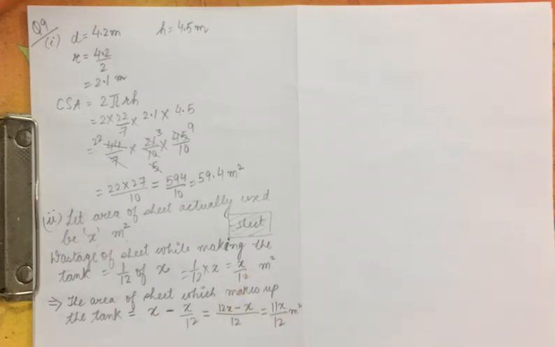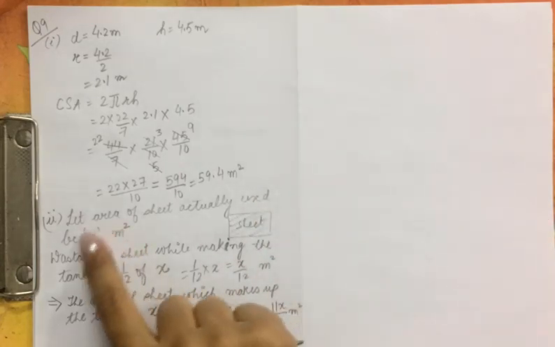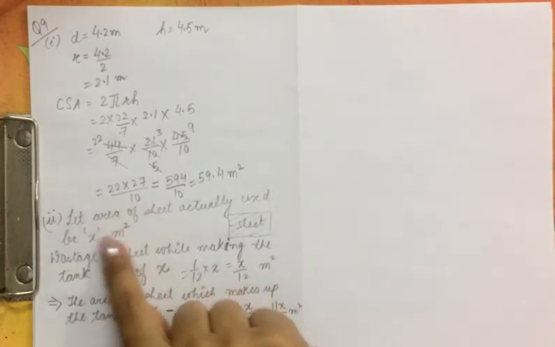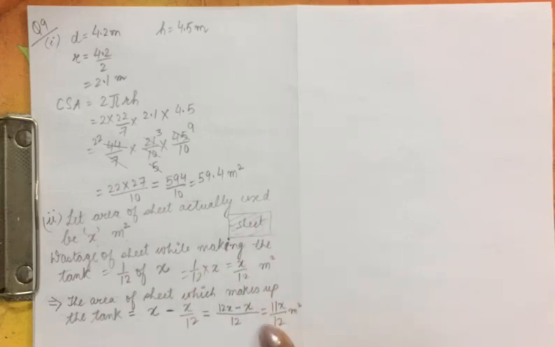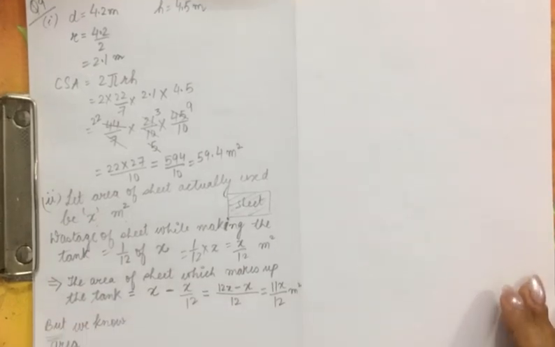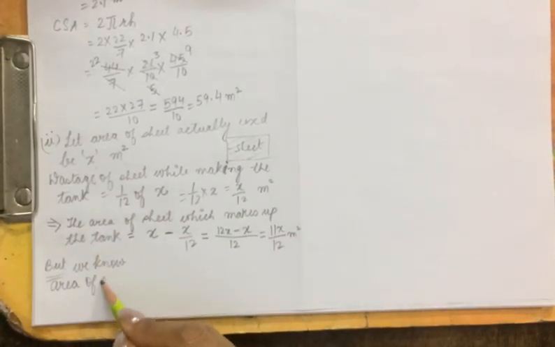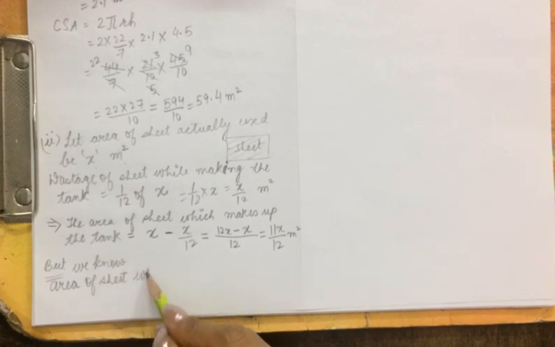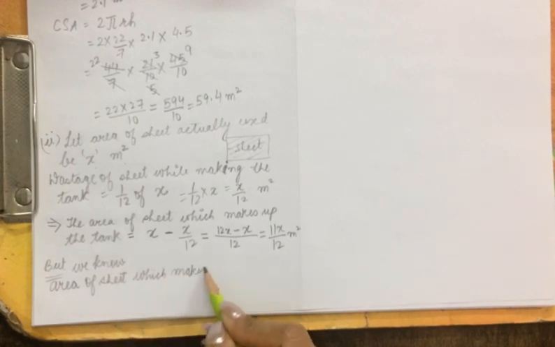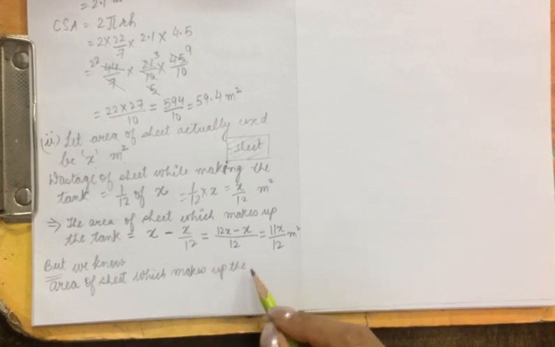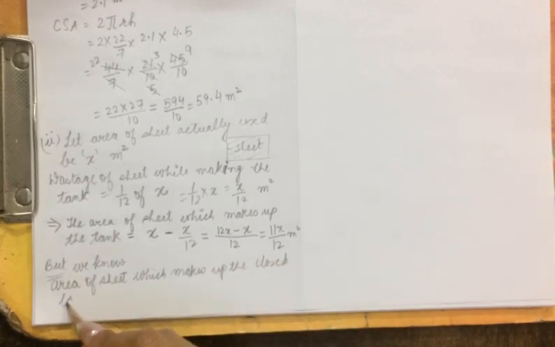Now this is what is given in the question. Some sheet was bought, there was some wastage, and out of this, if we take away the wastage, this is the material left, and this is what was used to make the tank, which we can see in the tank itself. But according to our knowledge, we know the area of sheet which makes up the closed tank.